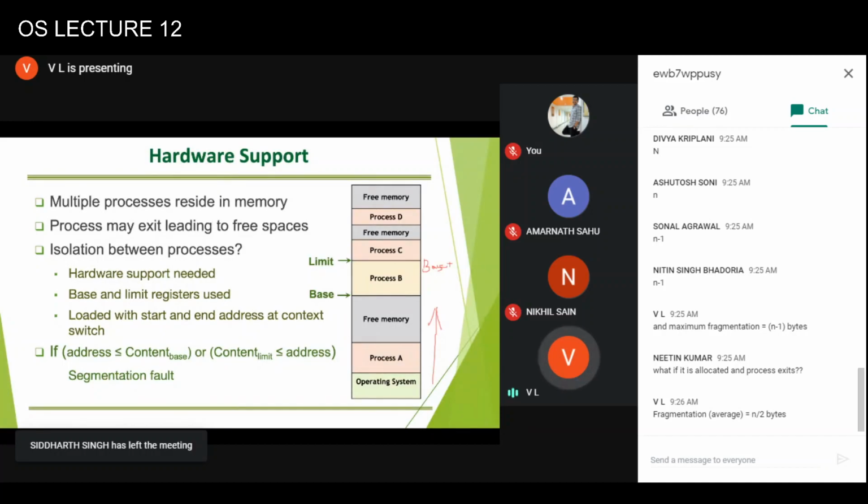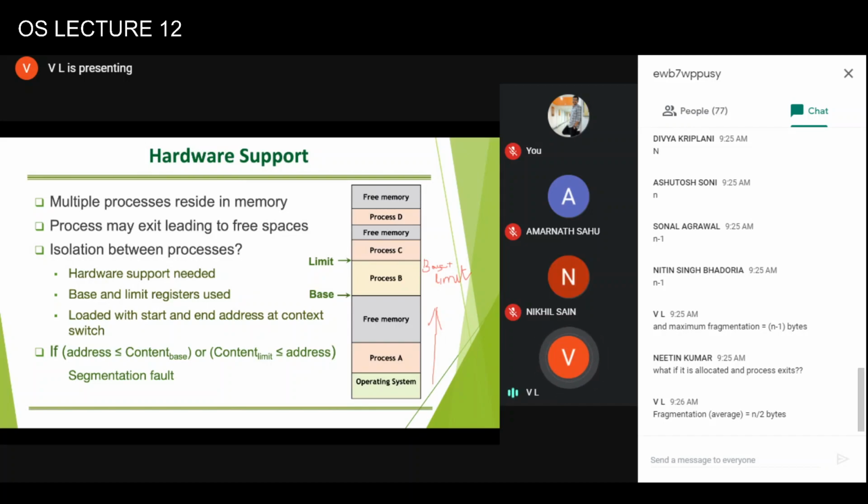So it depends how the hardware and the operating system will be loading these registers. Either the limit register could be the highest address which is allocated to the process, or it could be the highest offset that could be allocated to the process. So the limit register could be either the highest address or the highest offset.